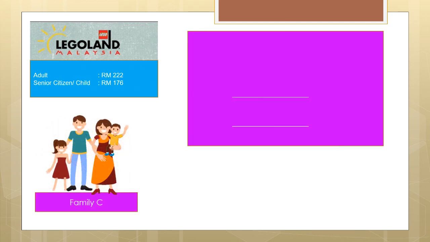Here we go, family C. We have 2 adults, 2 children. Okay, calculations. Adults times 2. Alright, children times 2, and we get the total price.